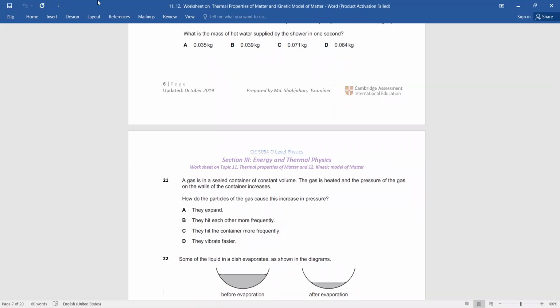So now I ask another student, Shafkat. Hello, Shafkat. Yes, sir. Continue 21. A gas is in a sealed container of constant volume. The gas is heated and the pressure of the gas on the walls of the container increases. How do the particles of the gas cause this increase in pressure?